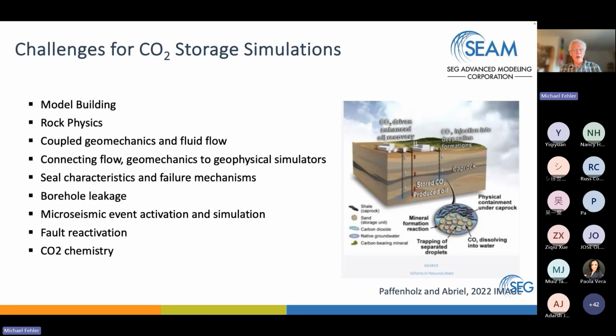We're looking at doing that with our current incarnation of reservoir modeling that we'll talk about at the end. Microseismic event activation and simulation are issues. Anything to do with the faults within the reservoir are issues. What do we use to properly characterize when the faults occur and how they modify the reservoir? How do we simulate then the seismic response to fault activation? And of course, CO2 chemistry is a big issue.